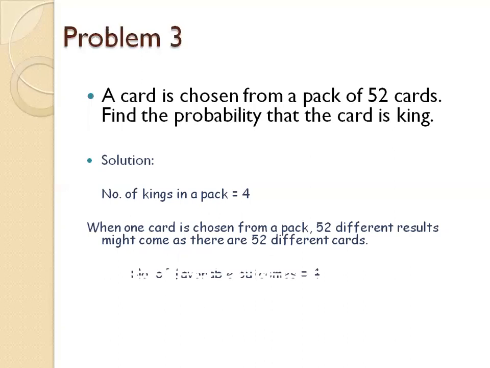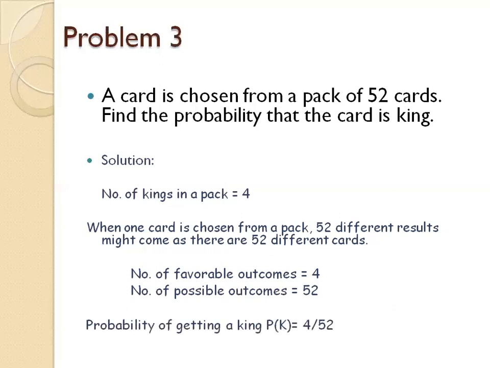So here we are trying to find the probability of getting a king. Hence our favorable outcome is 4 and the number of possible outcomes is 52. And we can easily calculate the probability, that is favorable outcomes by possible outcomes, and in this case 4 by 52. Hence 1 by 13.